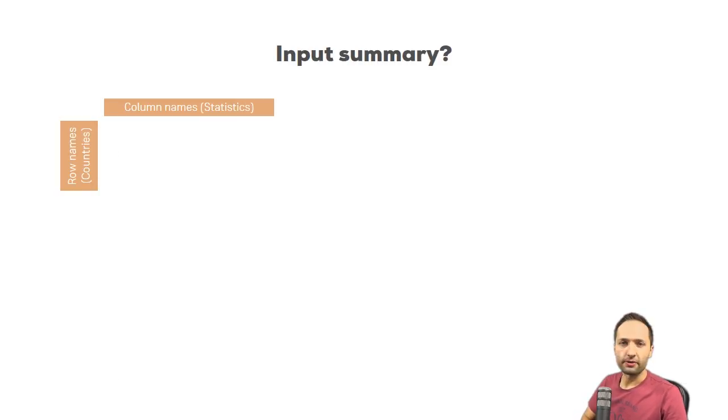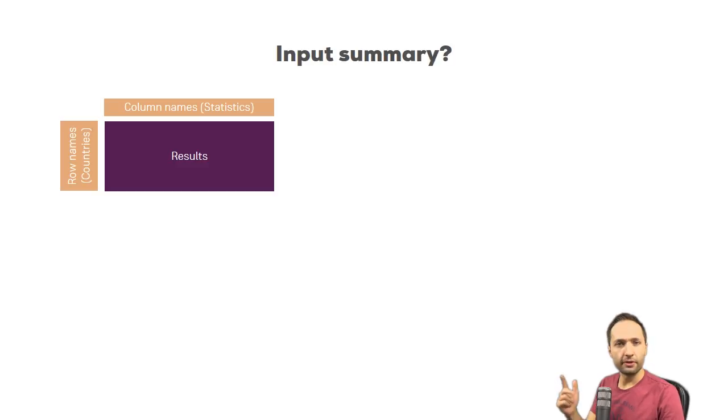So this is what we just saw. We have that input summary sheet with the row names, which is basically a list of all the countries we have statistics for without any duplicates. And we have the column names, which are basically the statistics, like views, watch time in minutes, and so on in each of the columns we have. So what we want to do today is retrieve results, and we want to do this with one single formula.